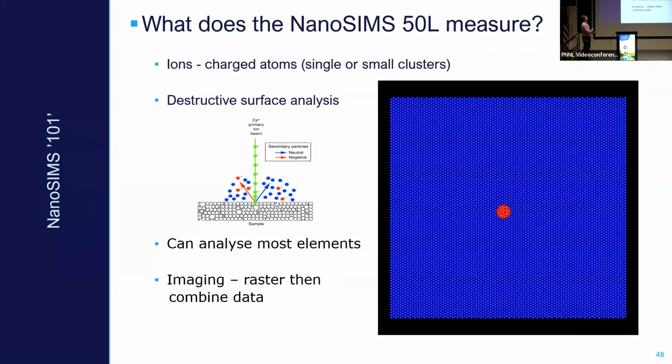So we have a primary beam, in this case cesium, which is hitting the surface of samples, ejecting a heap of secondary ions, neutrals, whatnot, and we're collecting those secondary ions, sorting them and measuring them. So we're just basically counting the ions.